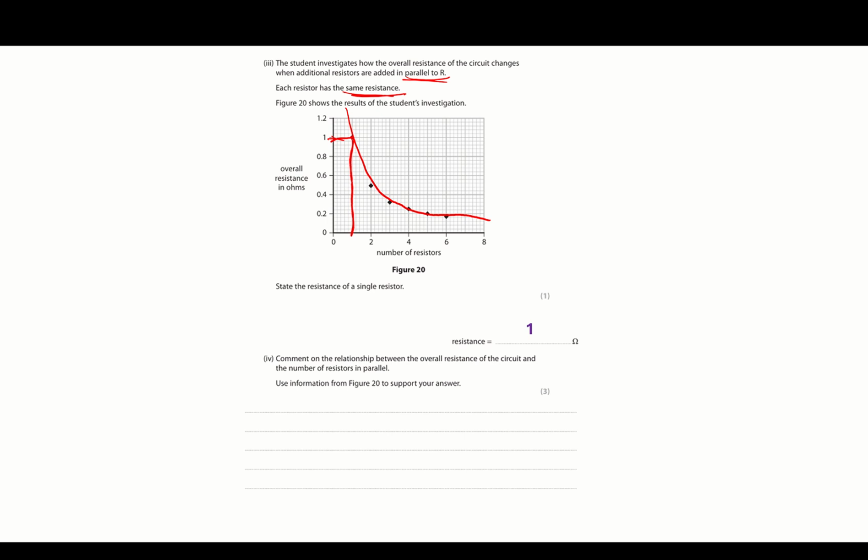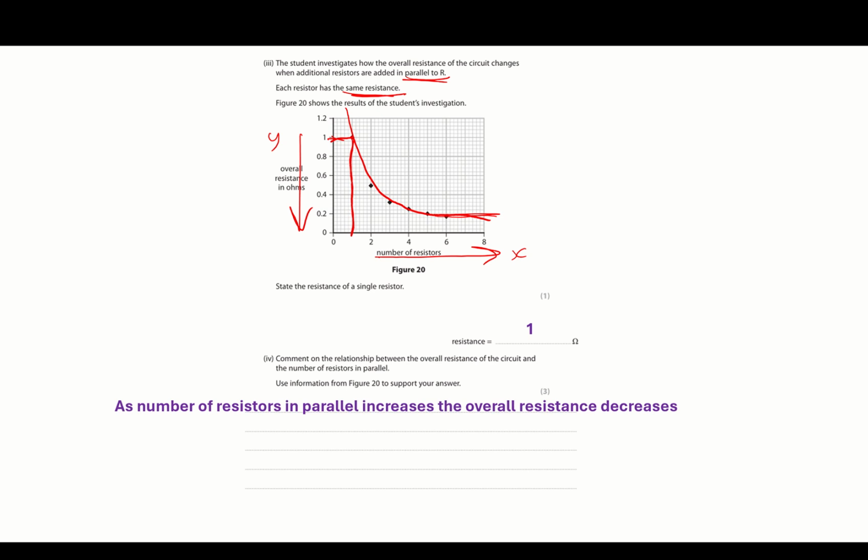Comment on the relationship between the overall resistance of the circuit and the number of resistors in parallel. So as we increase the number of resistors, the overall resistance decreases. Fine, we're happy with that. So talk about X, talk about Y. And we can see it's a non-linear pattern and that it flattens out and then it levels off. So as the number of resistors in parallel increases, the overall resistance decreases at a decreasing rate.